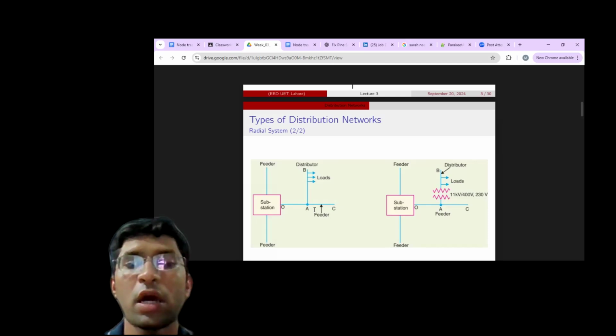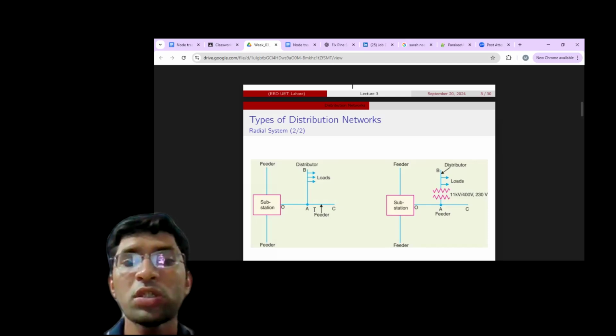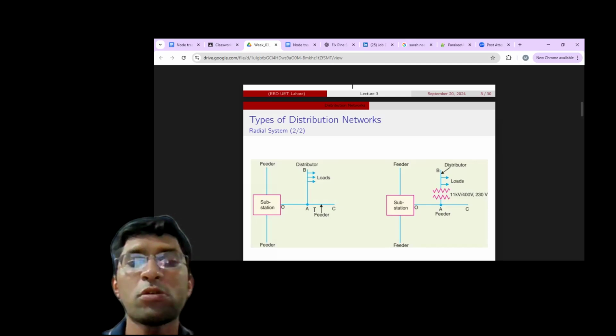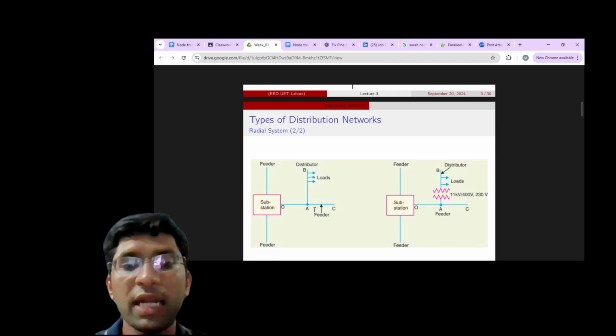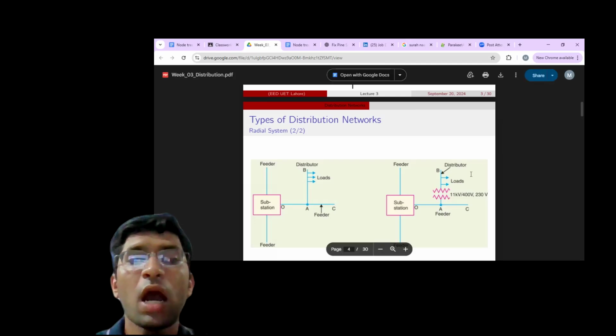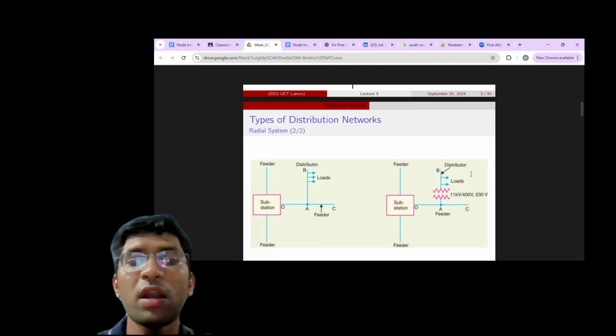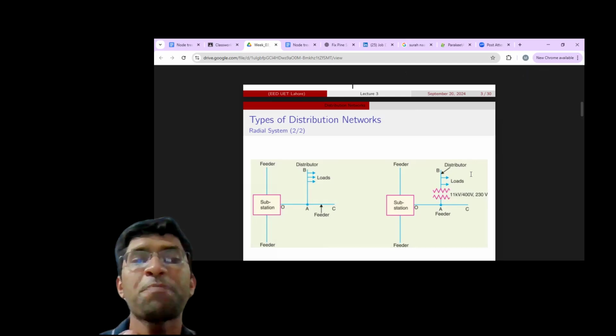No explicit transformer is shown here, but the operation tells us that the substation feeds directly into the distribution line and the loads are connected at points along the distribution. So this is the basic radial system used for short distance and small towns or rural feeders. In the right diagram, again one feeder comes out of the substation, the step down transformer.